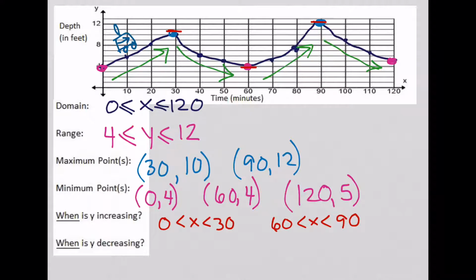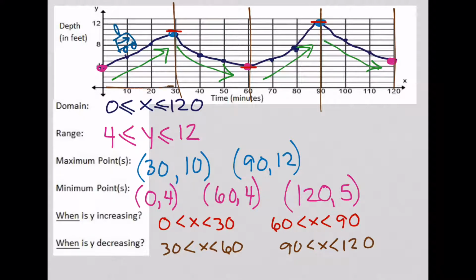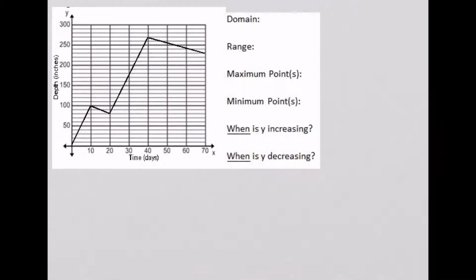Let's write down the inequalities of when my function is going down. When are the values getting smaller? That's when those arrows are going down. So it's decreasing between 30 and 60, and also between 90 and 120. That's when those arrows are going down. So if I were to chop this right here, that's the interval. This whole time my function was getting bigger. That's what that means.